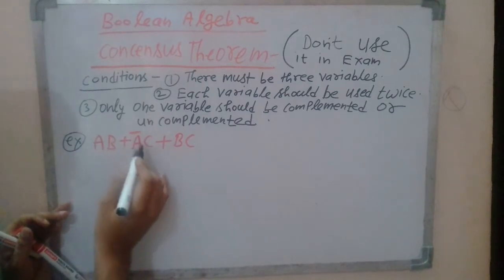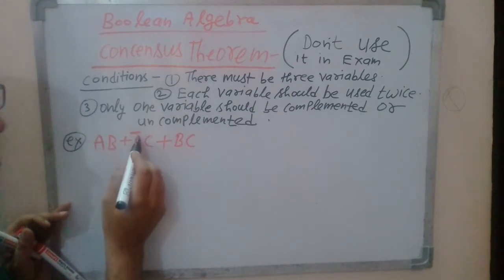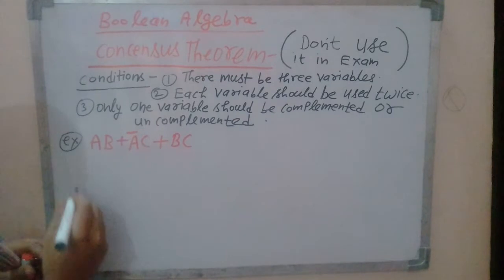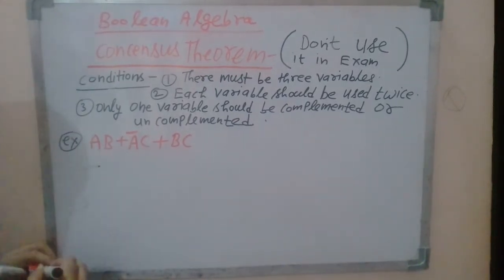See here, do you see any complemented variable? The answer is yes. What is that variable? Variable is A bar. A is complemented. So all these 3 conditions are satisfied. Then what should be the answer? Directly note down the answer in 2 seconds.